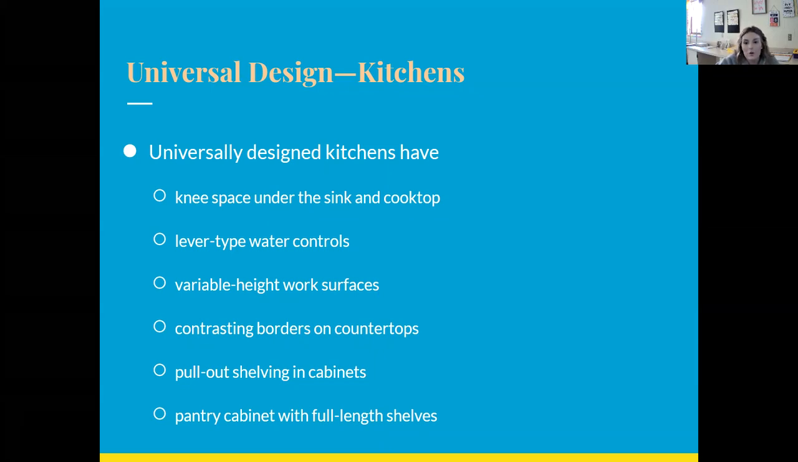Contrasting borders on the countertops, so making it visible that there is some type of difference, that if you place something on the counter and it's close to the edge, it's going to fall off. Pull out shelves and cabinets, and then a pantry cabinet that has full length shelves. Instead of going up, you would go across.